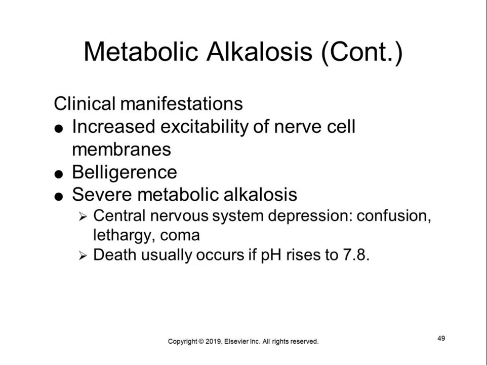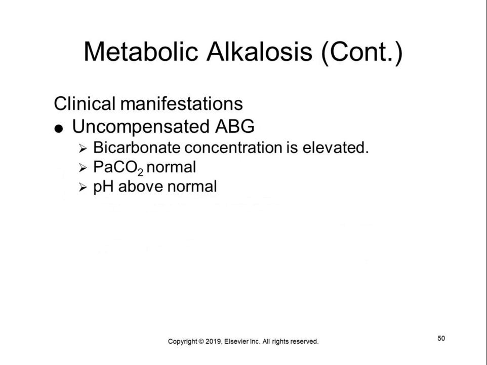central nervous system depression, confusion, lethargy, coma. Death usually occurs if the pH rises to 7.8. Clinical manifestations: in uncompensated ABG, bicarbonate concentration is elevated, that's why it's metabolic alkalosis. PaCO2 is normal or low because that's the compensation, and pH is above normal.